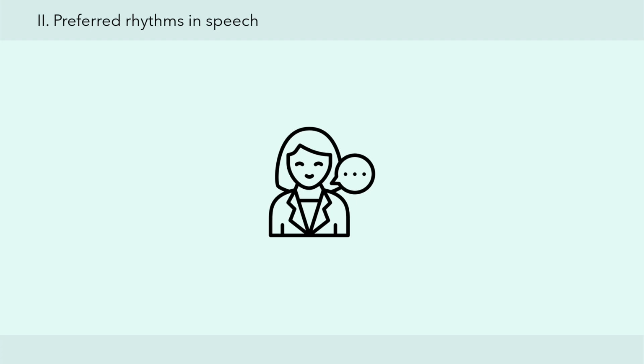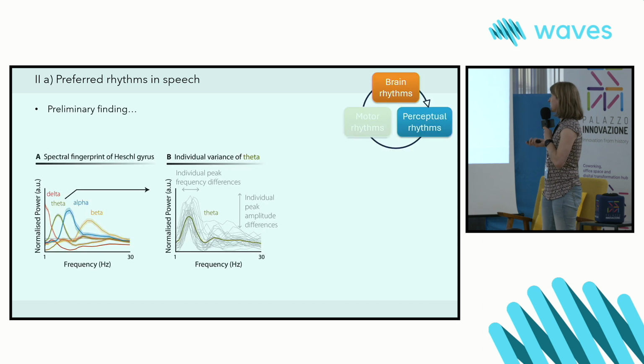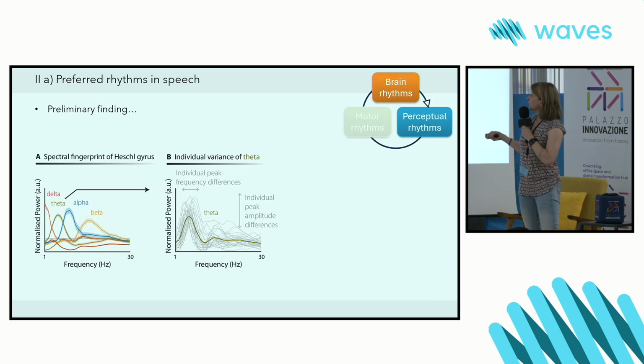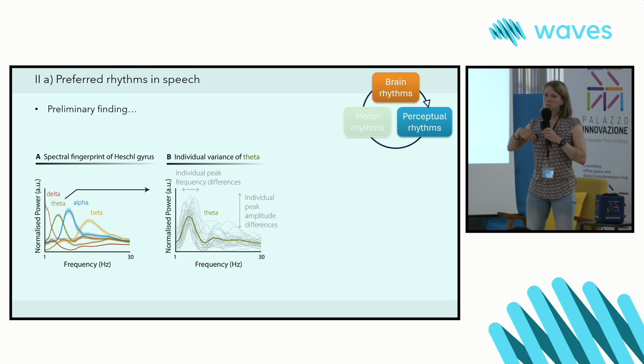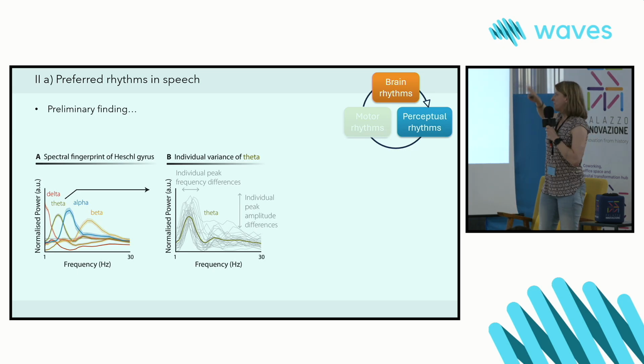Okay, now a quick case for how this might be the case in speech. I've shown you these plots before, so that's just the spectral fingerprint of the Heschl's drivers in MEG data and the corresponding individual spectra in the theta range. Now, for the same participants, we also did an SNR task with them, so they just had to understand words in changing amounts of noise, and from that we got this SNR value that we then used for another part of the study.